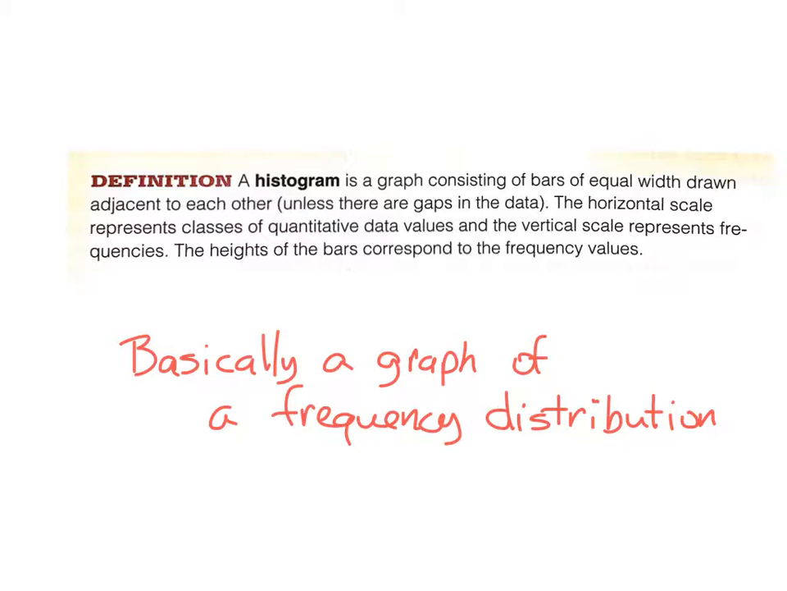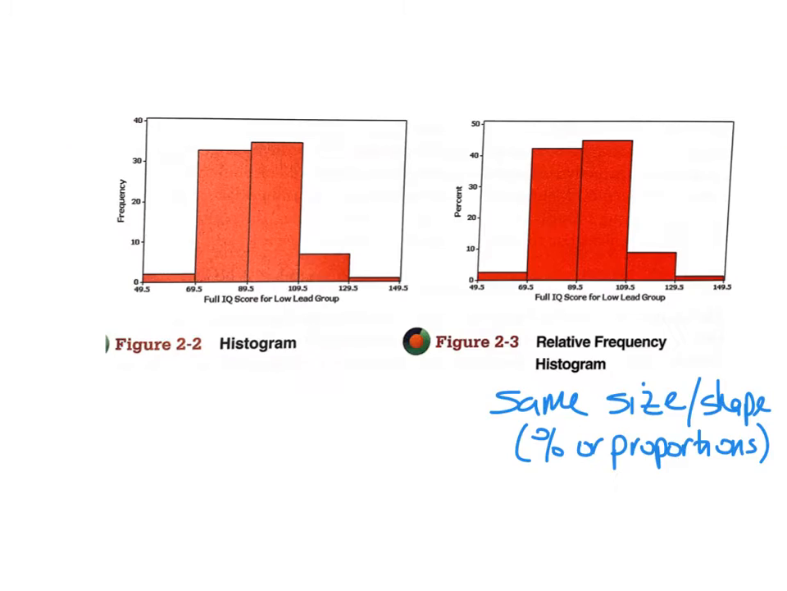A histogram is a graph consisting of bars of equal width drawn adjacent to each other, unless there are gaps in the data. The horizontal scale is the classes that we talked about with frequency tables, and the vertical scale represents the frequencies. The bars correspond to the frequency values. Basically, it's just a graph of a frequency distribution. We spent the last 2 days doing frequency distributions. This is how you graph them.